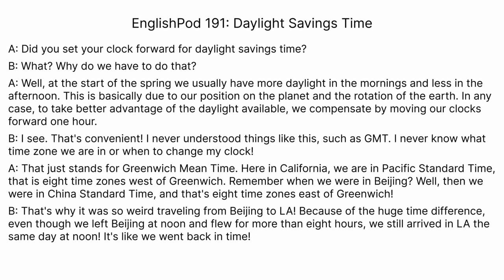Did you set your clock forward for daylight savings time? What? Why do we have to do that? Well, at the start of the spring, we usually have more daylight in the mornings and less in the afternoon. This is basically due to our position on the planet and the rotation of the Earth. In any case, to take better advantage of the daylight available, we compensate by moving our clocks forward 1 hour. I see. That's convenient. I never understood things like this, such as GMT.